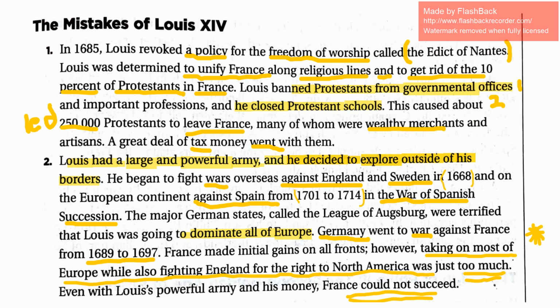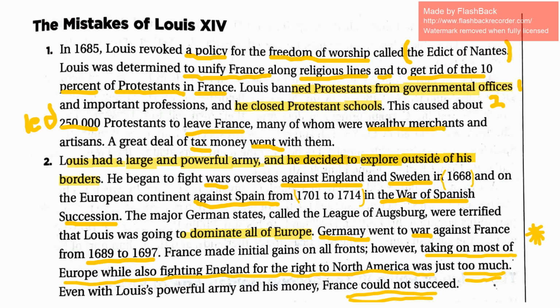So this was a big mistake, because around him there were a lot of monarchs and countries that were against this, such as England, Sweden, Spain, and Germany. So what wars are we talking about? He started the fight with England and with Sweden.